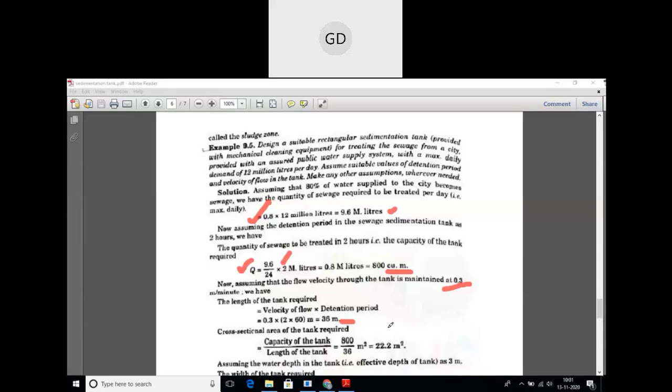Now the cross-sectional area of the tank required. You find out the cross-sectional area. The formula is Q by L, so it is the capacity of the tank divided by the length of the tank. The capacity we just got is 800, divided by the length. Length is 36 meter. It comes to be 22.2 meter square, the cross-sectional area.